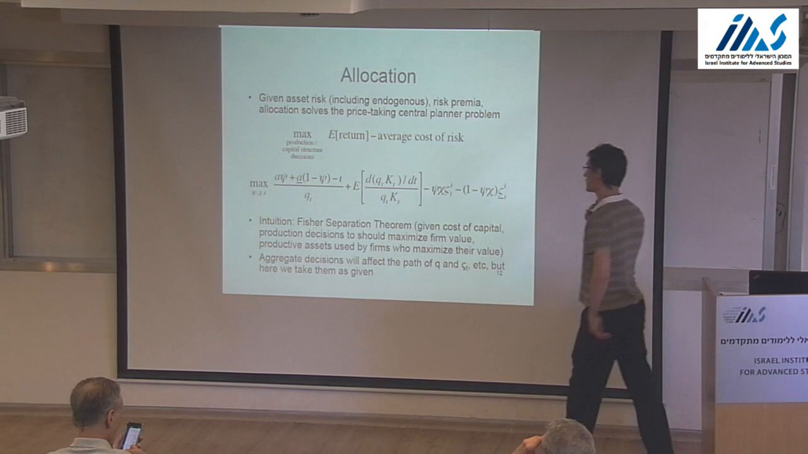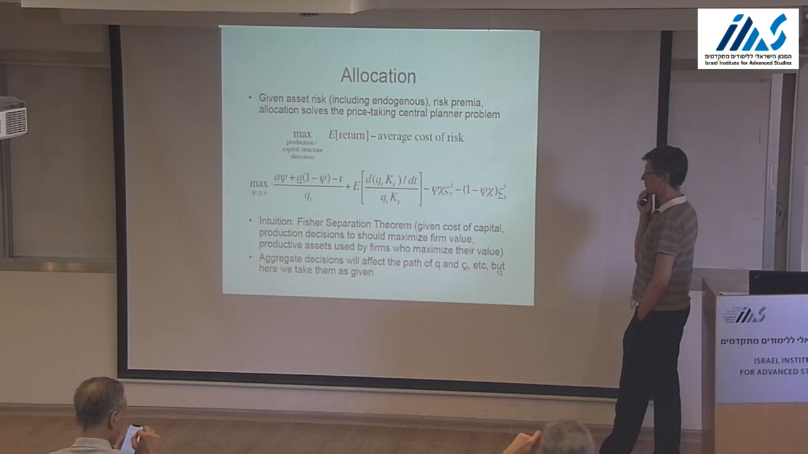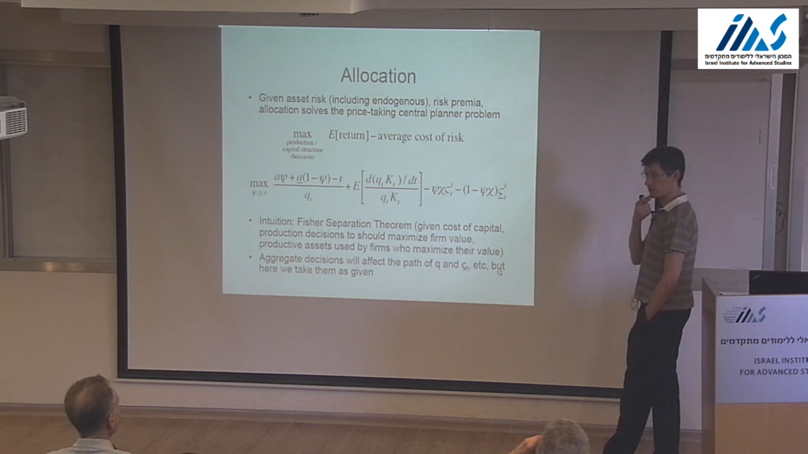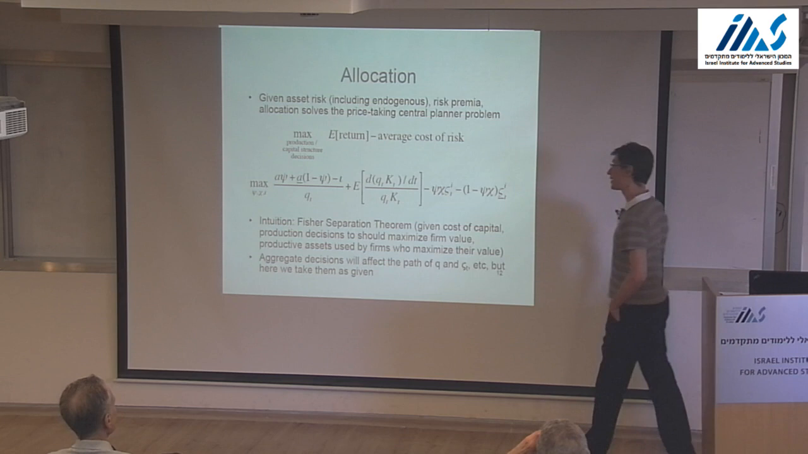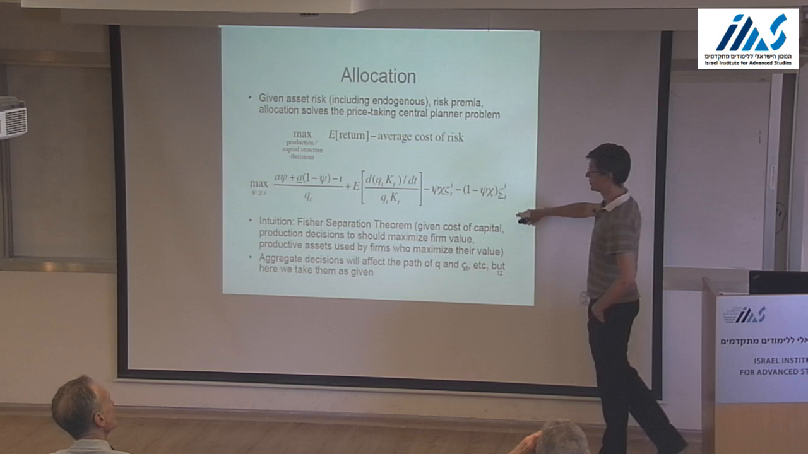So this is neat, and this is why it is nice. It's nice because if you write a more complicated model, you're going to have many, many conditions, and it's nice to have one maximization problem. And also, one thing that's nice here is intuition. This has very much a flavor of optimality.